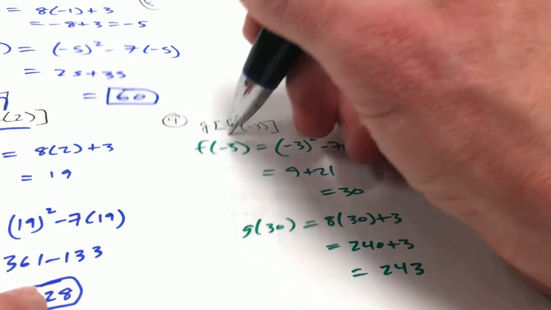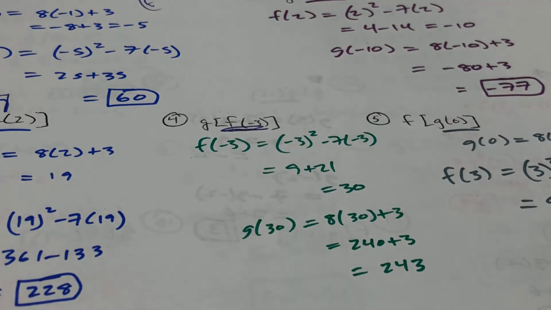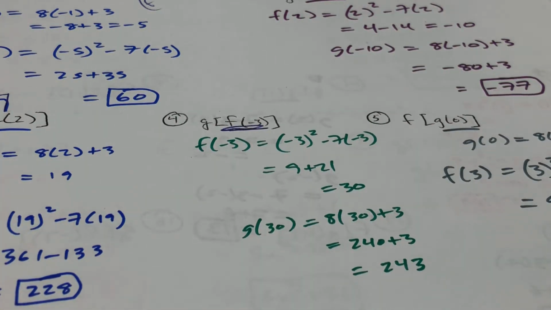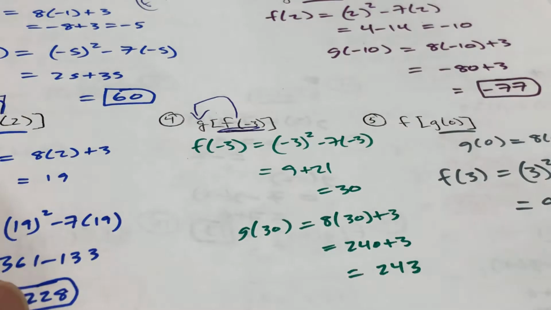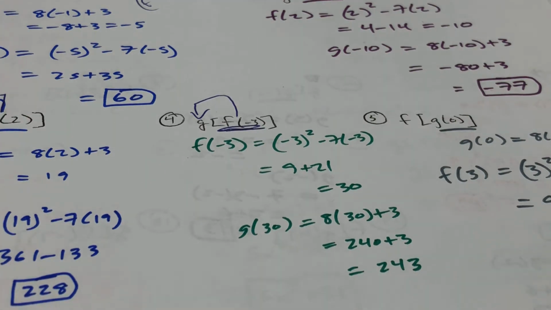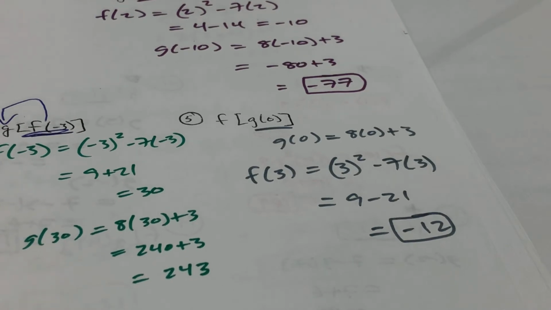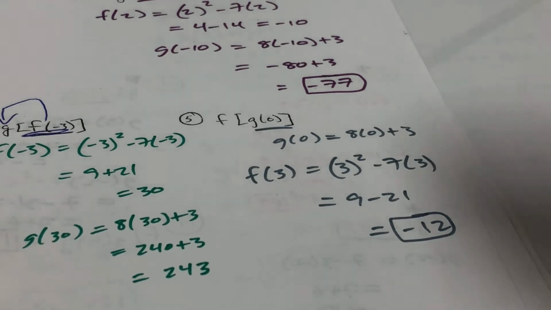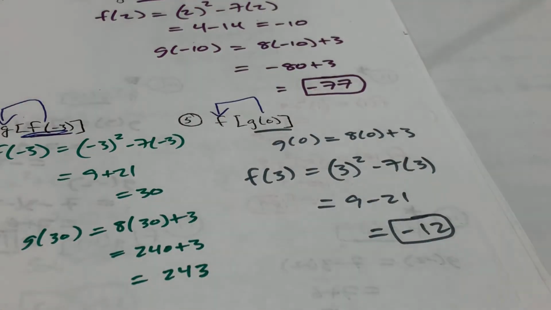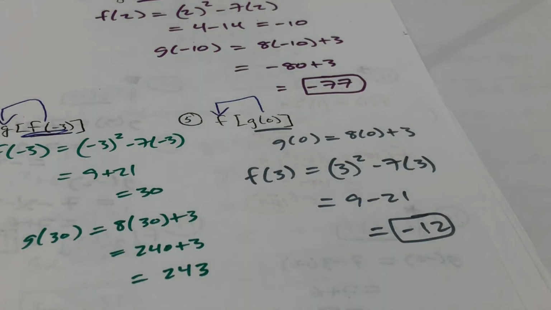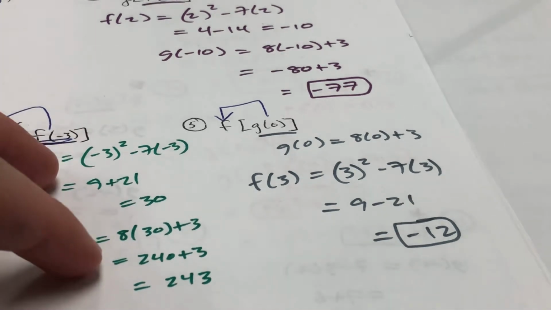Number 4, again, I always evaluate that inner function. I find out what f of negative 3 is. So x squared minus 7x, I plug negative 3 in for x in those 2 locations, then I take that 30 and I plug it into the outer function. g of x was 8x plus 3, so I plug 30 in for x. g of 0, 8 times 0 plus 3 is 3. Then I plug it into the outer function, which is f, 3 squared minus 7 times 3. All right, all things we would have done in class.